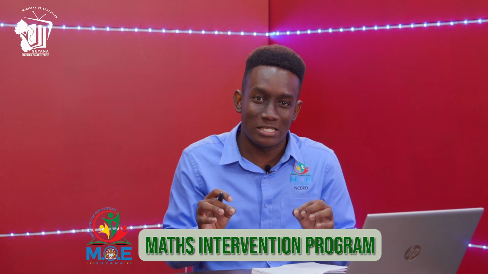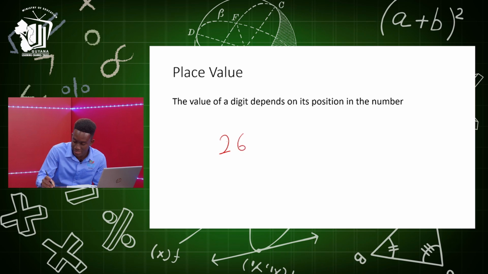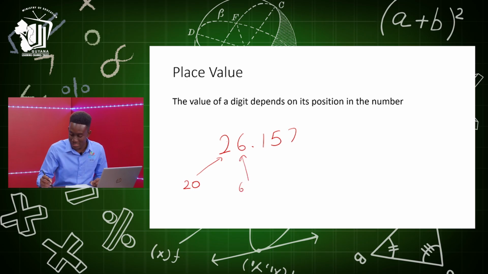So let's do one more example to cement this concept. Let's say we have the number 26.157. And we want to identify the place value of each digit in this number. So the first thing, let's identify the place value of 2. This is ones, this is tens, so this would simply be 20. And the place value of 6 would simply be 6.